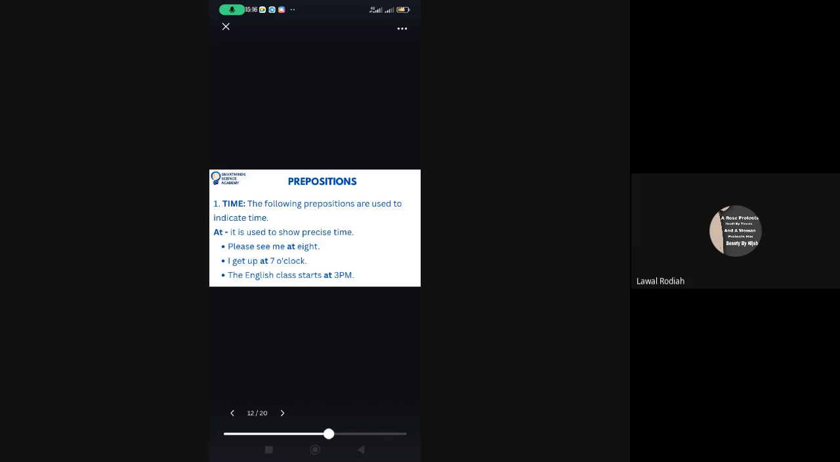The first one we'll be looking at is at. When you use the preposition at, it shows what? Precise time, exact time, a specific time. So you use at when you're talking about a specific time. For example, please see me at 8. I am saying you should see me at 8. Don't come by 9 because I am being specific now. Don't come by 7:30. Don't come by 7:35. Come by 8. See me at 8.